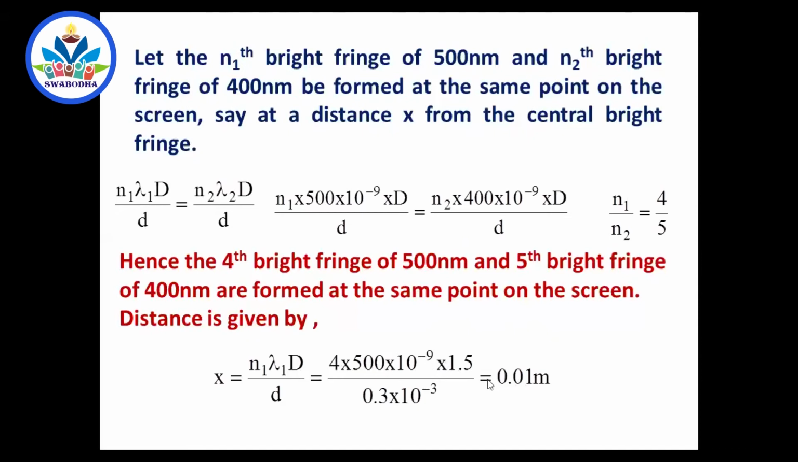Sir, can I calculate x in terms of the other wavelength? Yes, possible. It is 5 bright fringes of 400 nanometers that are also required. So you put 5 here, 400 here, rest of the things remain the same. You will get the same answer. You can try it. So at what minimum distance from the starting point, that is the central bright fringe, will the 2 fringes coincide? This is how you have to do. Hope you have followed this.